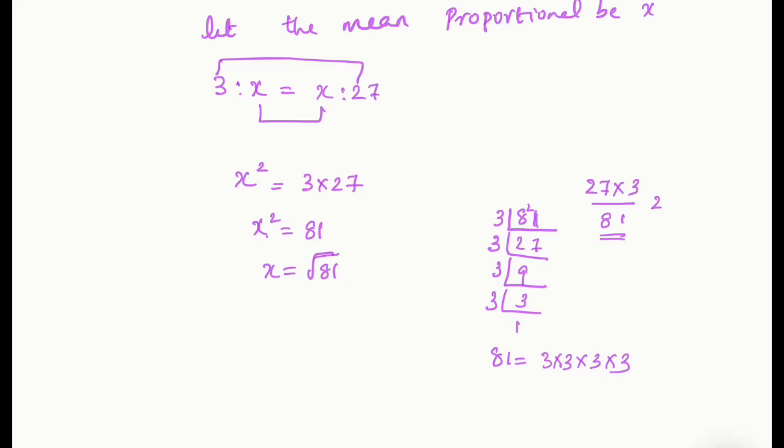Now in order to find out the root, you need to pair them like this, two each. Two same numbers should be paired. So here you have all 4 same numbers. I am pairing 3 into 3 and 3 into 3. Now from each pair, I should take out one number. So I get 3 into 3, so your answer is 9. So x is equal to 9.